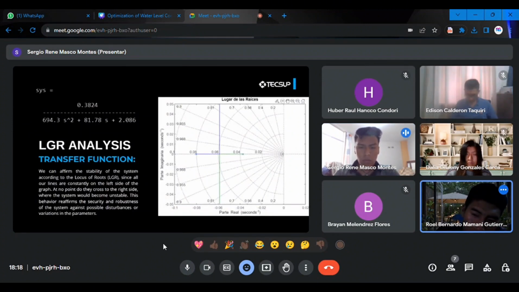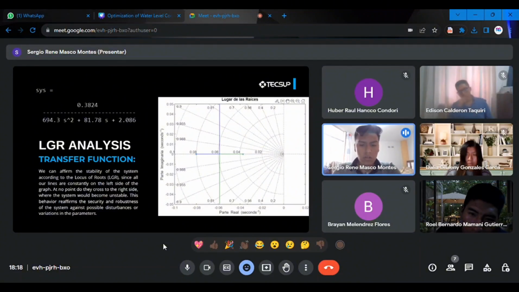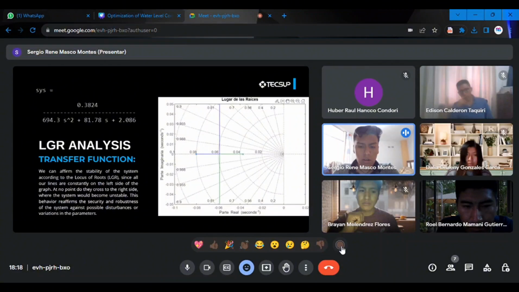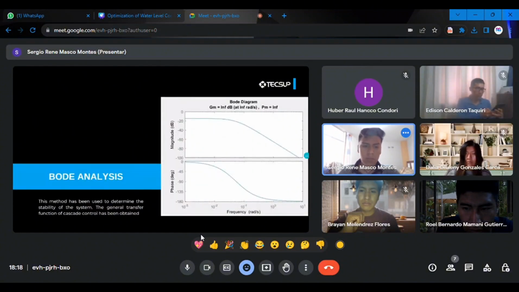Then we proceed to evaluate the root location of the following transfer function. Using MATLAB, we can observe that the system is stable since it is located in the left half plane. In addition, this behavior reaffirms the security and robustness of the system in the face of possible disturbances. With both analyses, this method has been used to determine the stability of the system. The general transfer function of cascade control has been obtained.